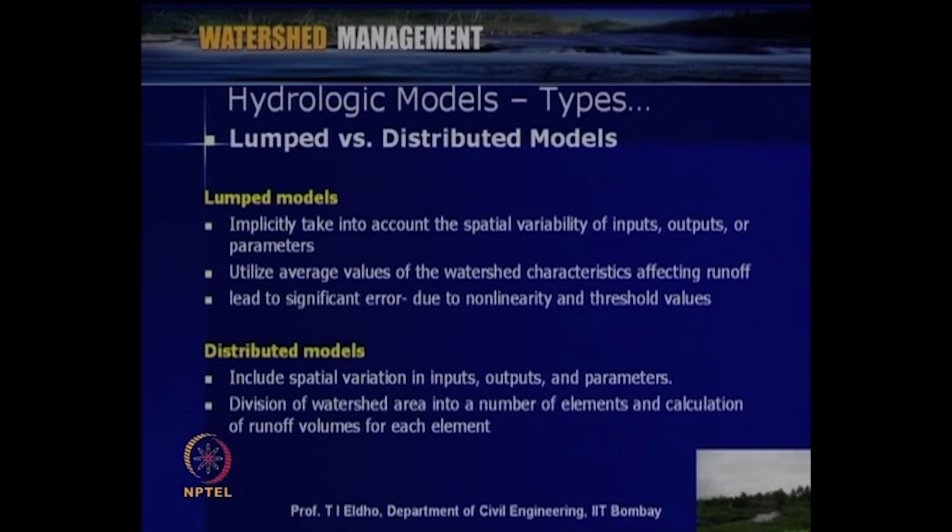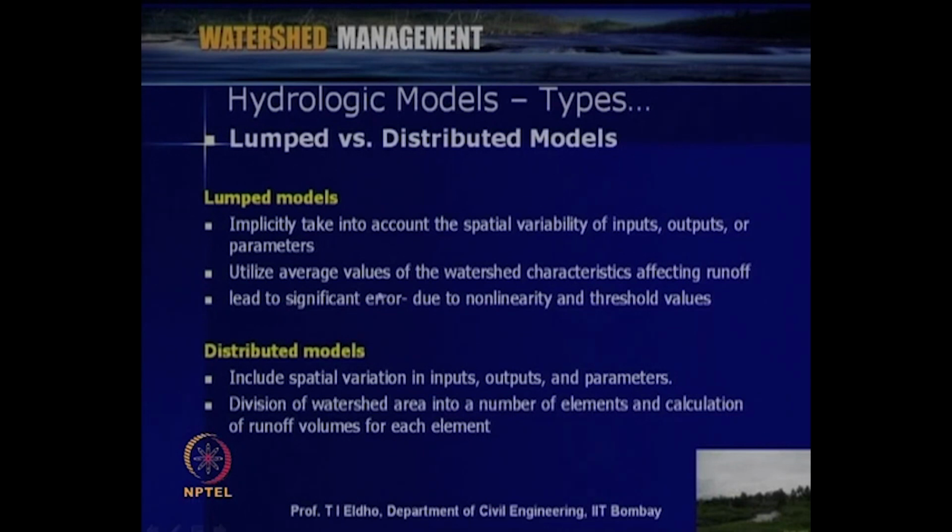Then another classification of models, as we discussed earlier also, is two important types of modeling concept which we use in hydrologic modeling: lumped versus distributed models. As we discussed, lumped models implicitly take into account the spatial variability of inputs, outputs or parameters. So, we lump the system for the given watershed or given zone of the watershed, since we do not know the exact behavior in a distributed way.